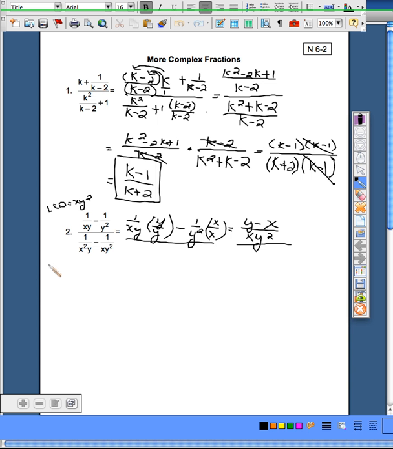Let's work on the denominator. Our least common denominator here is going to be x squared y squared. So the first fraction in the denominator will have to be multiplied by y over y, and it's minus again. And the second one will have to be multiplied by x over x, which is going to give me again a y minus x over x squared y squared.